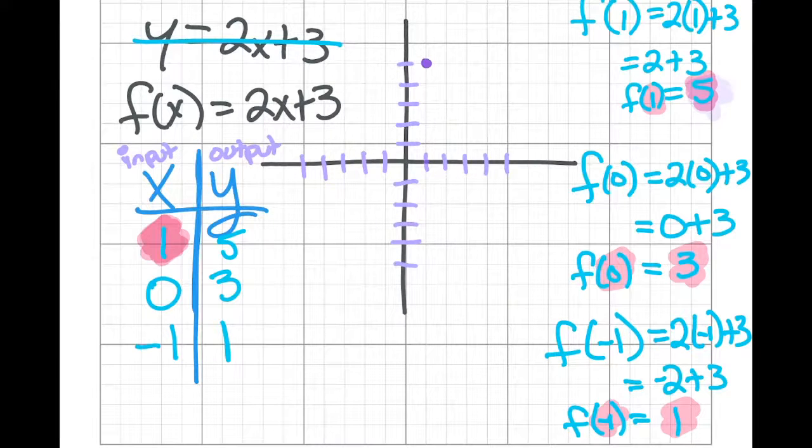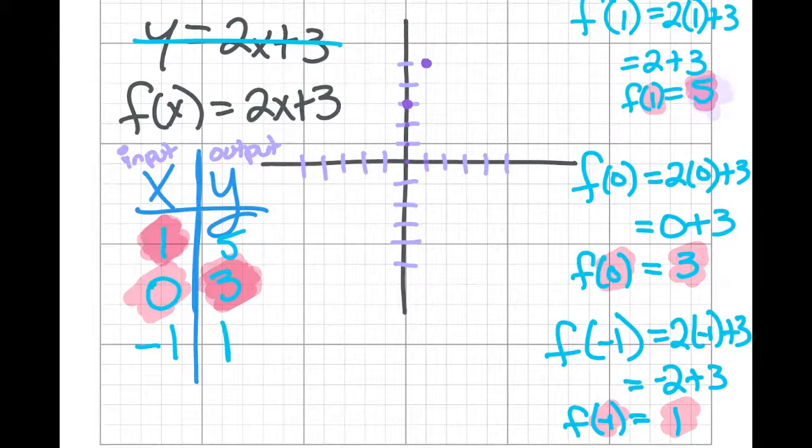0 and 3 is our next point. So let's start at 0 on the x-axis, which is right here. And then let's go up 1, 2, 3, because our direction is to go up 3. Remember, y-axis? So our second point goes here.